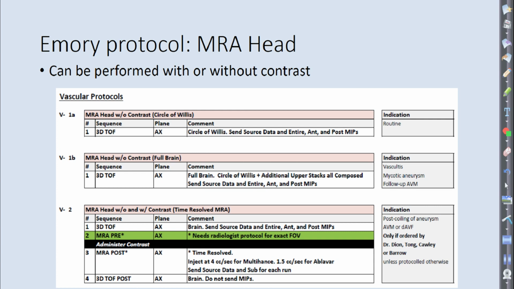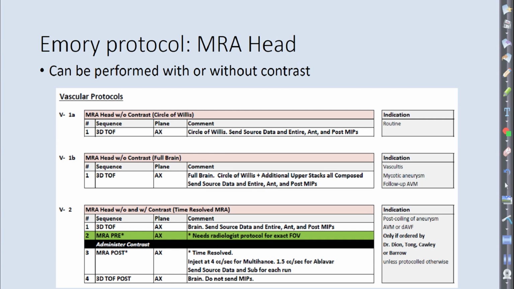MRI brain with and without contrast. And MRA neck with and without contrast. So we always want to visualize the carotids, the circle of Willis, and then the brain to see if there's any type of stenosis or occlusion or aneurysm. What was it, the one for the neck? MRA neck with and without contrast. So those are always the 3 exams we run for a stroke protocol.